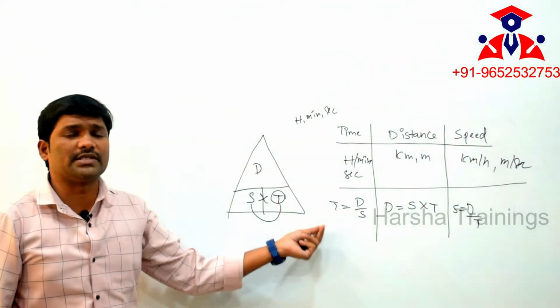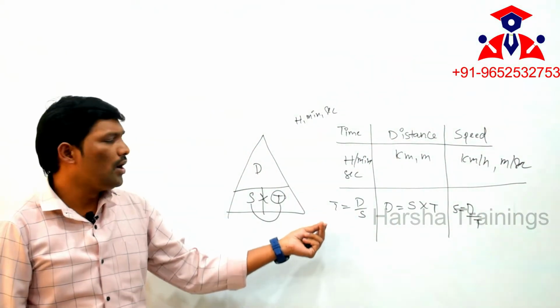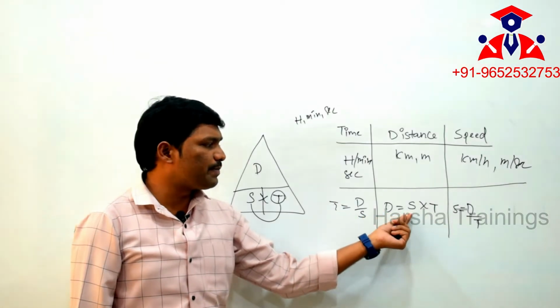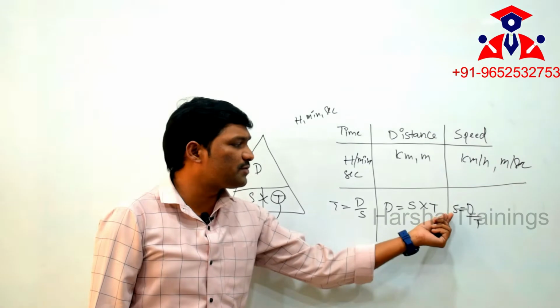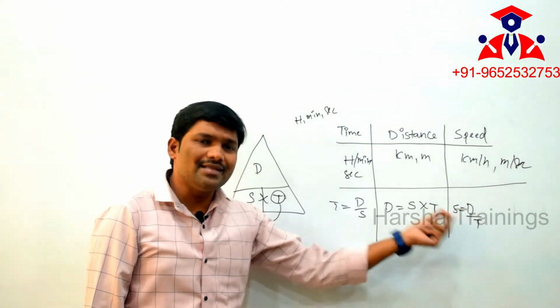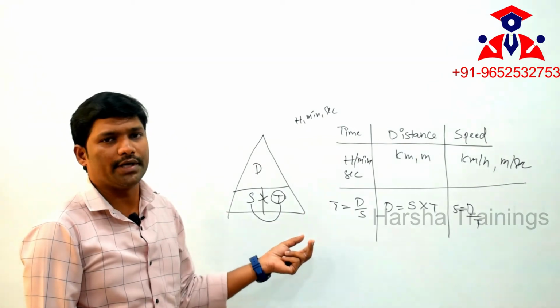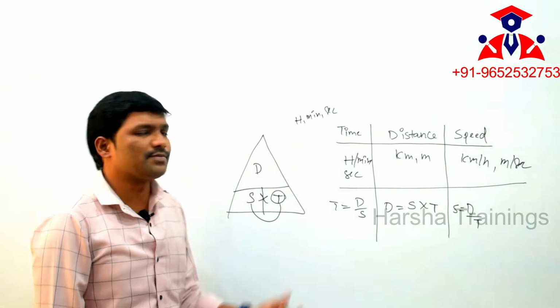These three basic formulas are very important, guys. What is the formula of time? Distance by speed. What is the formula of distance? Speed into time. What is the formula of speed? Distance by time. And in this topic, units are very important, guys. Okay, move on to the next point.